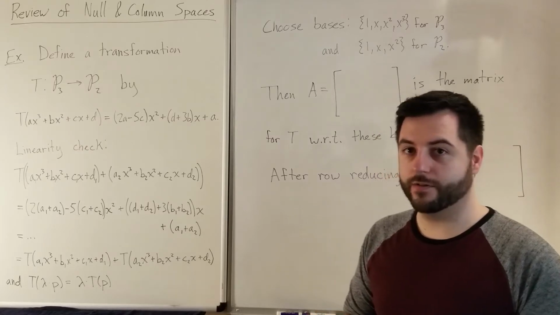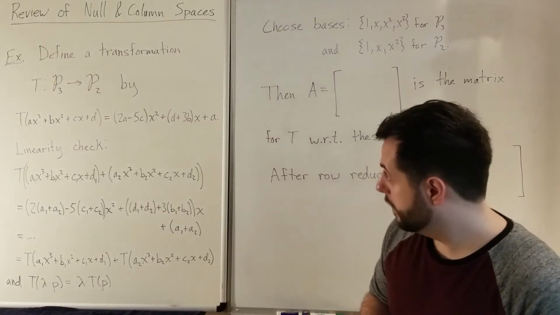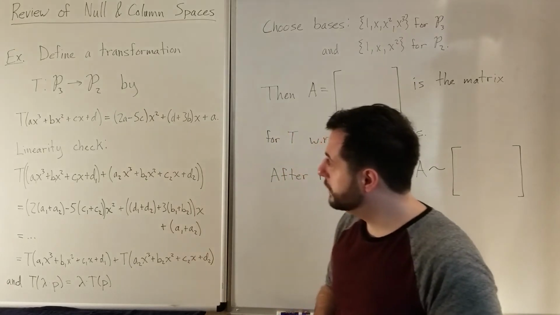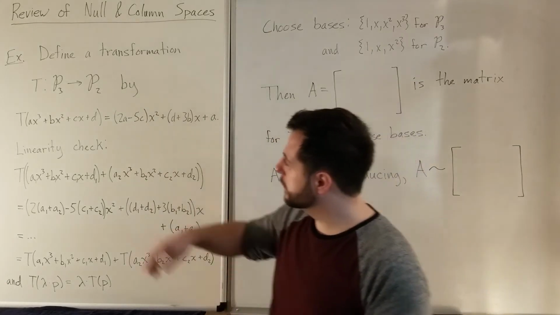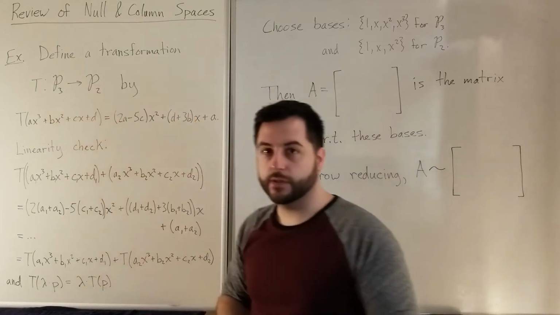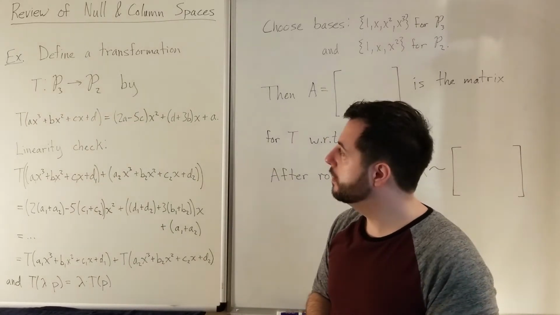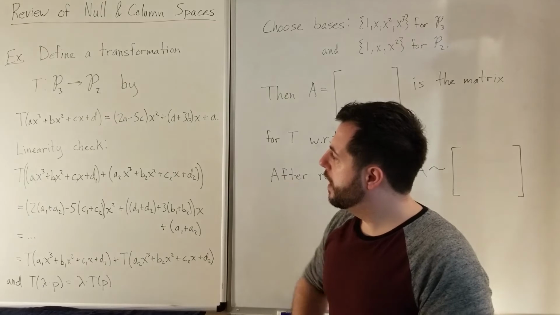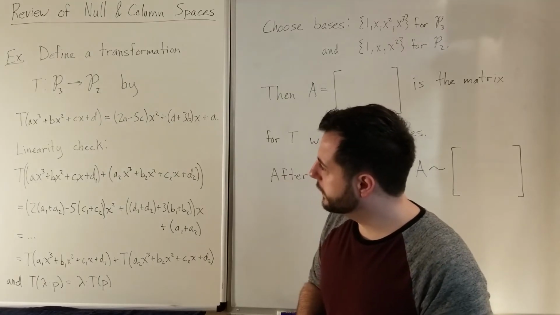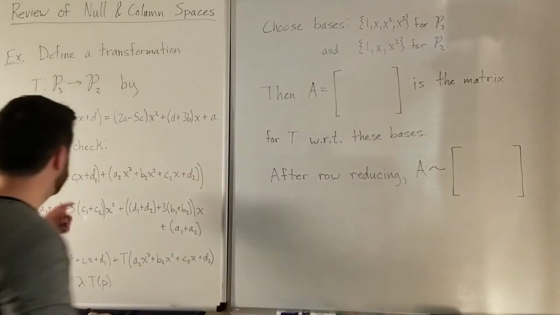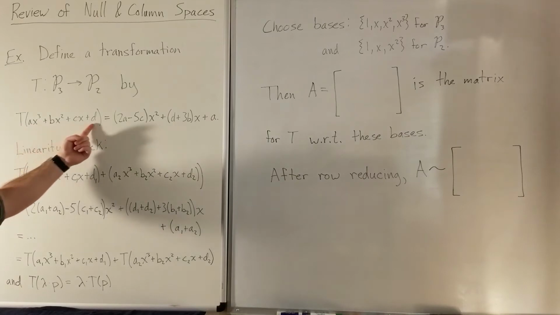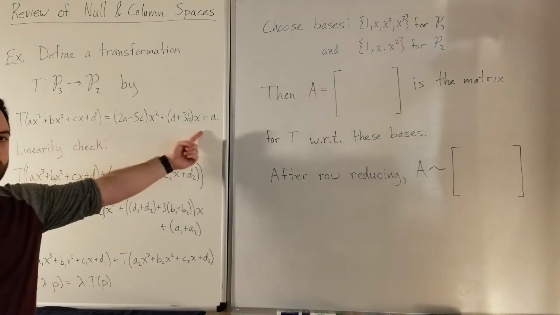Alright, it's time to go over an example. So, we're going to start out with this transformation T, and this is going to go from P3 to P2. If you don't remember what those are, watch the previous video referring to those things. And our transformation is going to take this polynomial and send it to this polynomial.